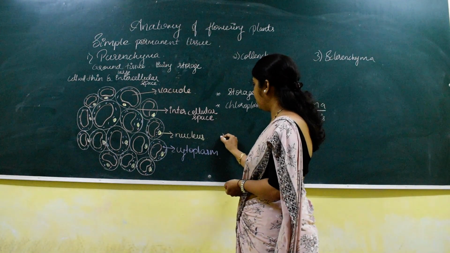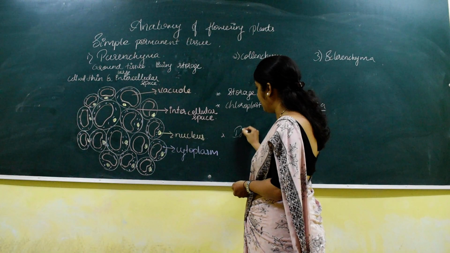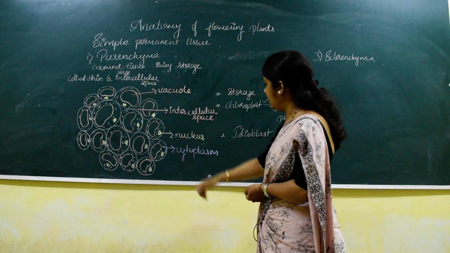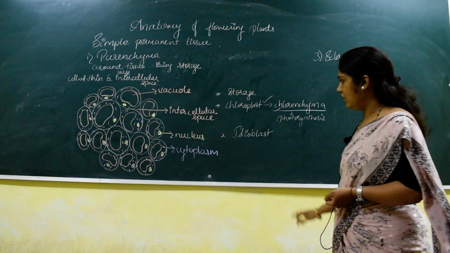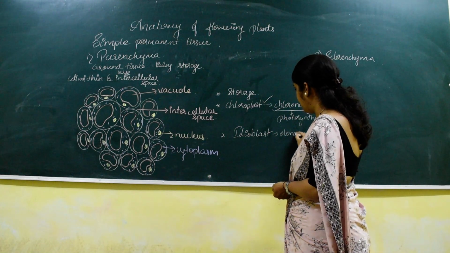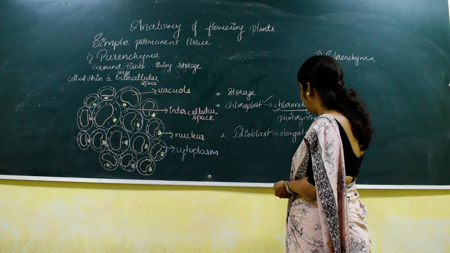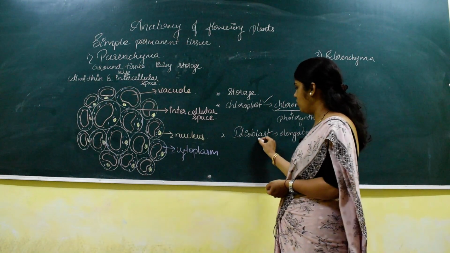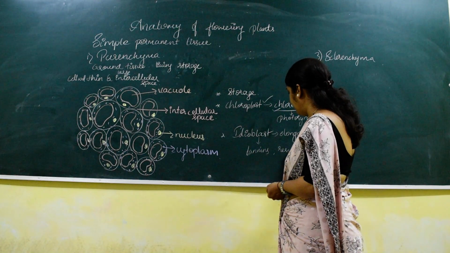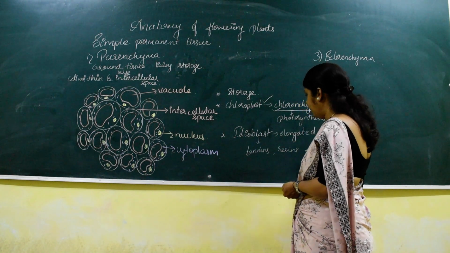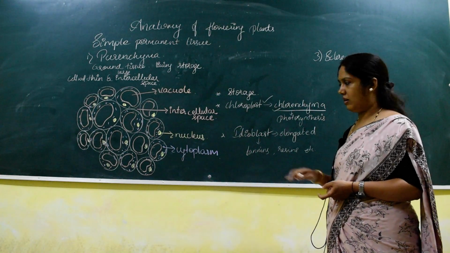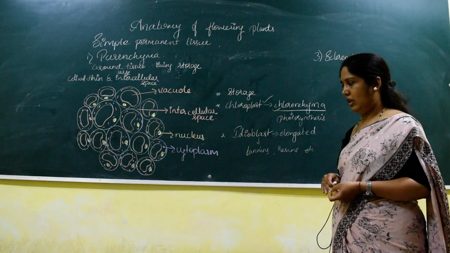Next, there is another type of parenchyma called Idioblast. It is a type of parenchyma. This Idioblast parenchyma is made of somewhat elongated cells, parenchyma cells itself, but elongated. And this Idioblast mainly stores tannins, resins, etc. So mainly the secondary metabolites will be stored in these cells. This type of parenchyma is seen in secondary growth.